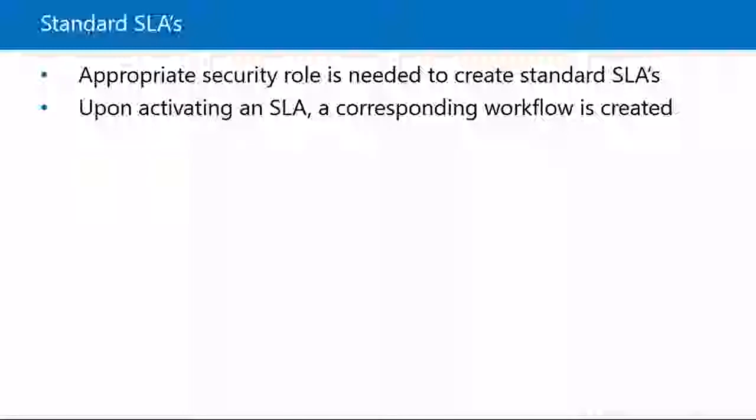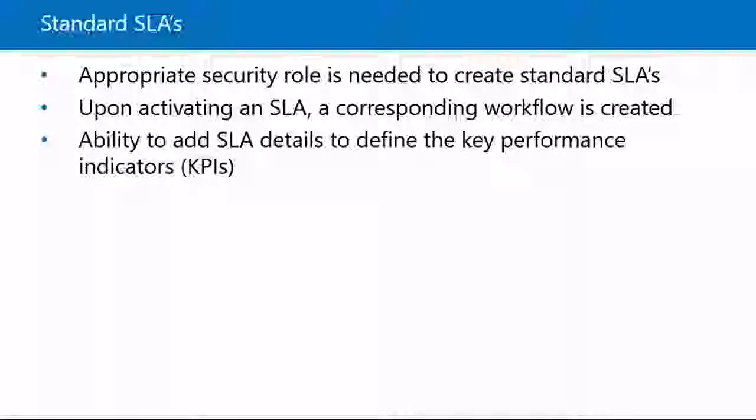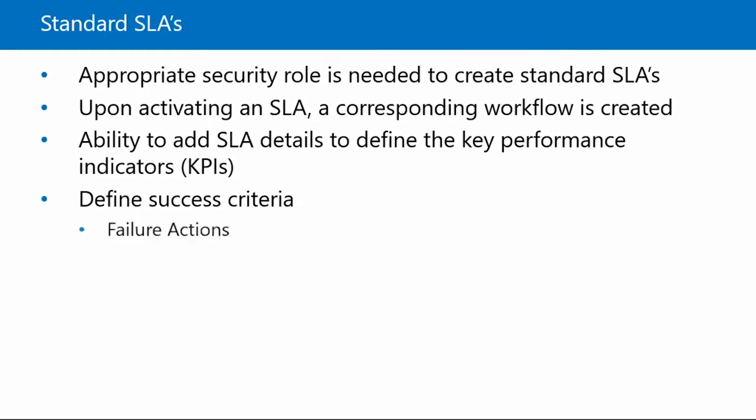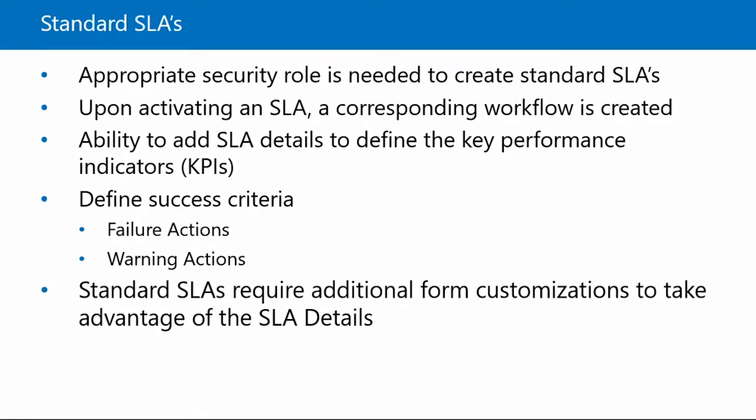When creating a standard SLA, you add SLA details to define the key performance indicators, KPIs, or metrics for the service level agreement. That said, you can define any KPI as per your organization's requirements. For example, a KPI could be where all cases for standard customers must be resolved within 5 days of the case creation. So when designing standard SLAs, it's important to define not only the success criteria, but also what happens if we fail. What is failure? What constitutes a warning? What do we do if we hit that warning stage?